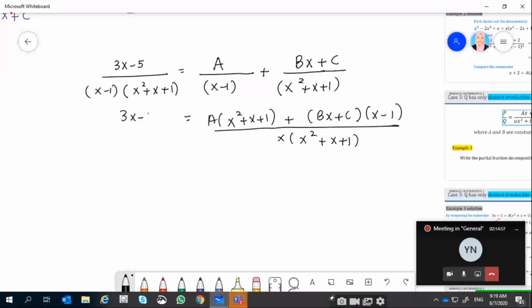Wait, isn't it x minus 1? X minus 1, right? Yeah, the denominator there. Oh, okay. The right side, yes.